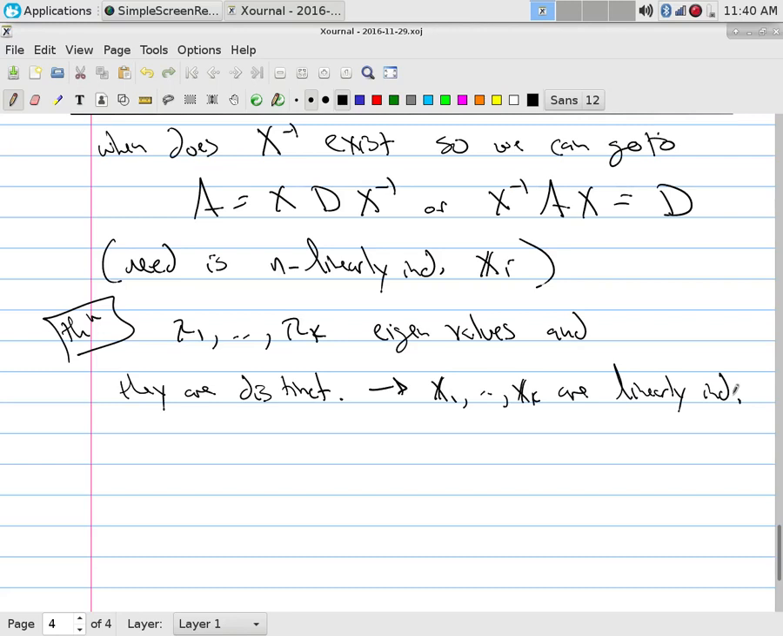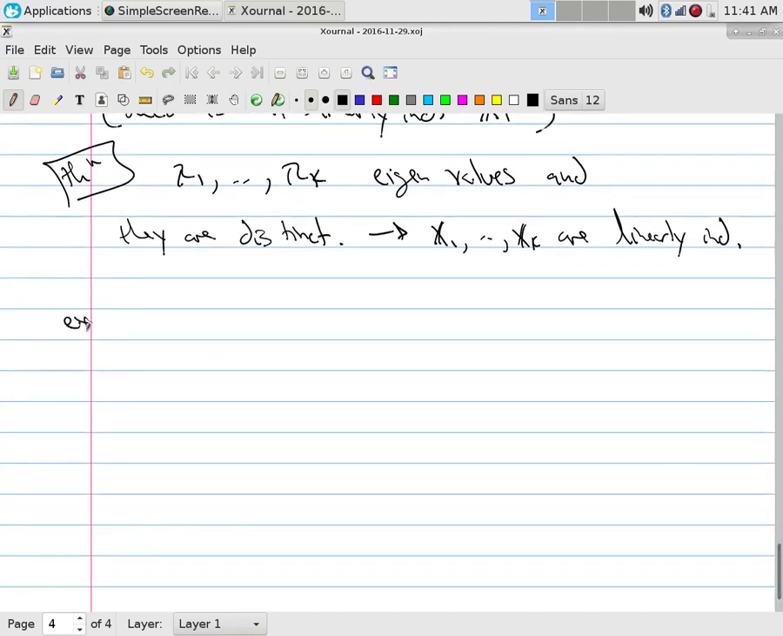So if I would go back through a problem, say for example, let's say A was equal to 1, 2, 3, 0, 1, 0, negative 1, 0, and 0, 0, 2. What is lambda 1?